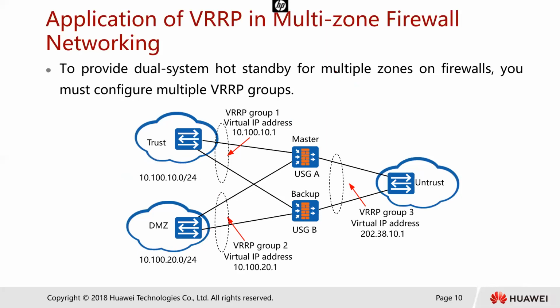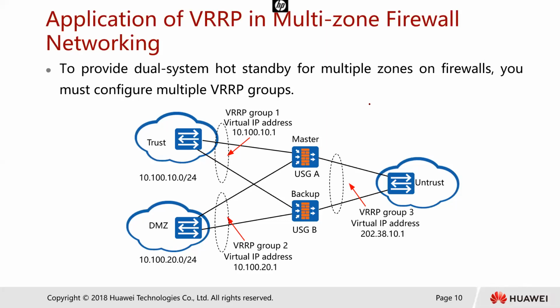So we're looking at its application in firewall networking. To provide dual system hot standby for multi-zones on firewalls, you must configure multiple VRRP groups. If you want to apply this kind of system in our multi-zone firewalls, you need to be in a position to configure multiple VRRP groups.